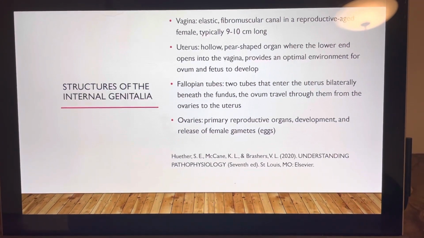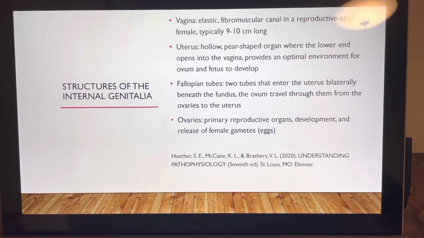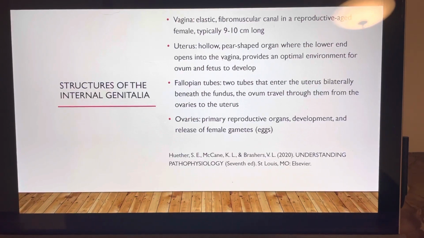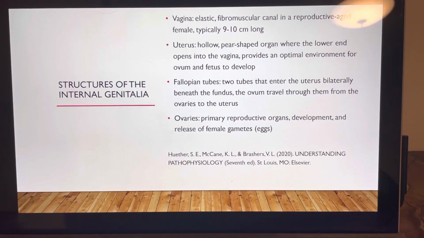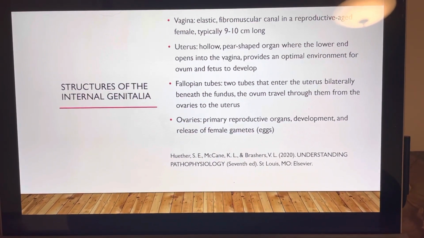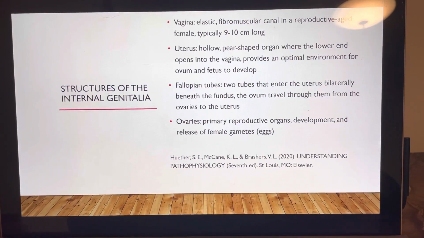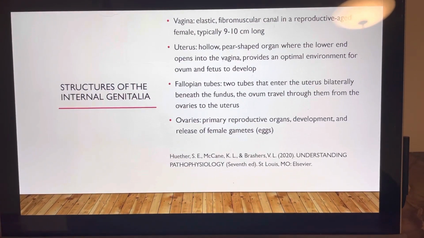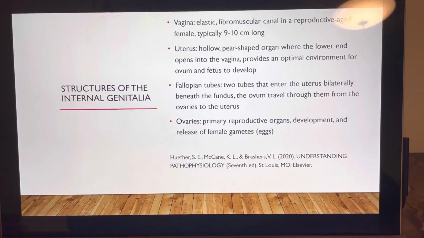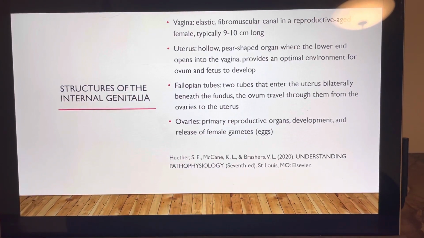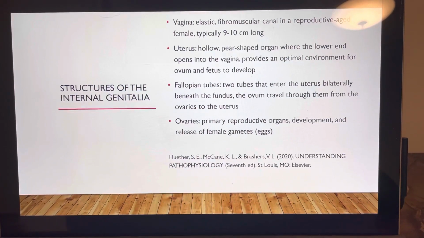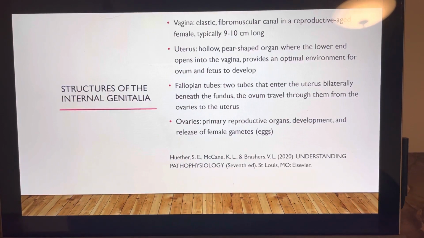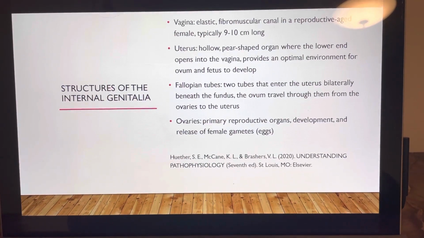The fallopian tubes, which are two tubes that enter the uterus bilaterally beneath the fundus. This is where the ovum travels through them from the ovaries to the uterus. And the ovaries, which are the primary reproductive organs, responsible for the development and release of female gametes, which are the female eggs.